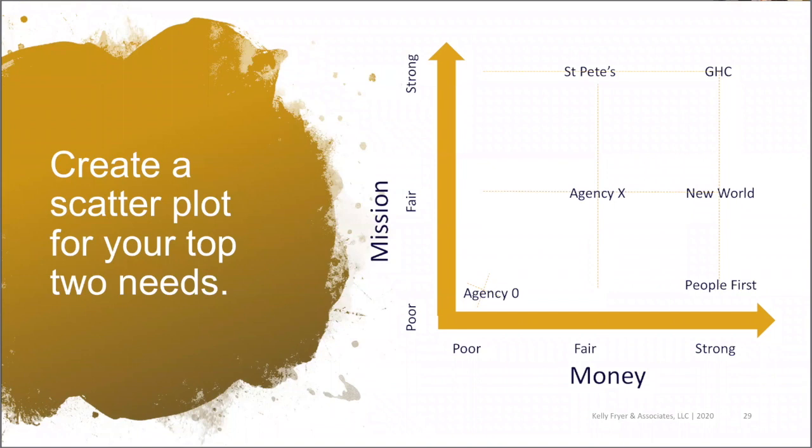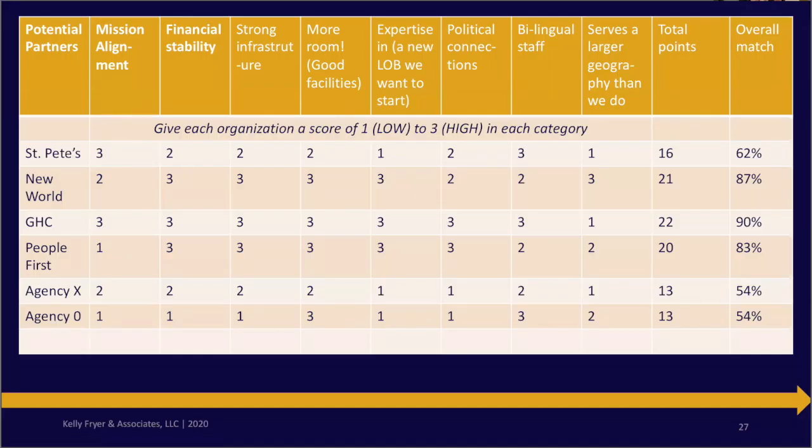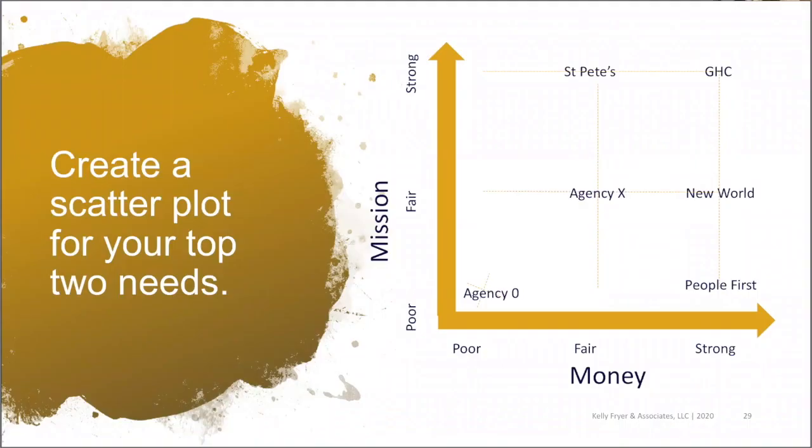So that's going to be on one of the axes. And the other one, in this sample case, remember their second most important need, mission alignment was 1, financial stability was 2. So we've put money on the other axis on this scatter plot. Mission and money, the 2 most important things. And then we've plotted the organizations based on how they scored, right?